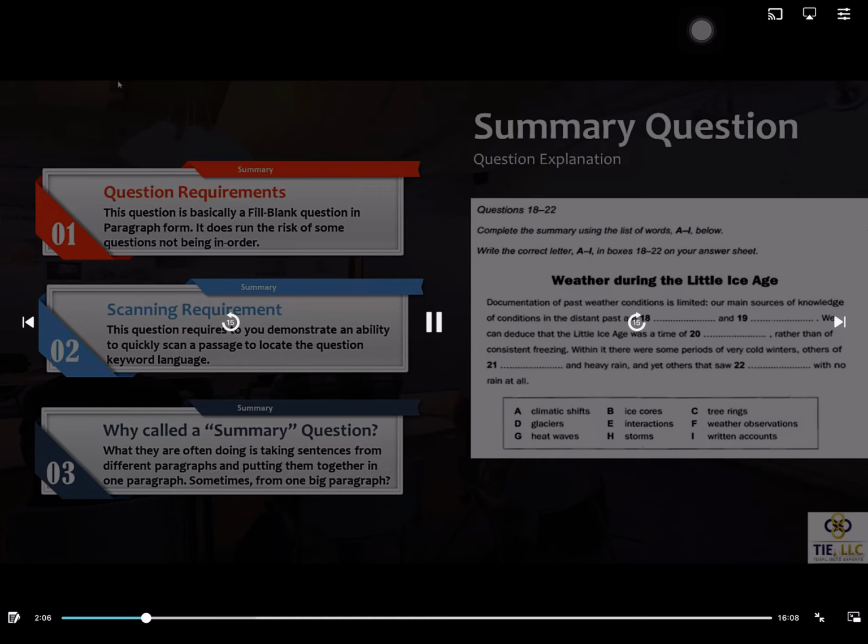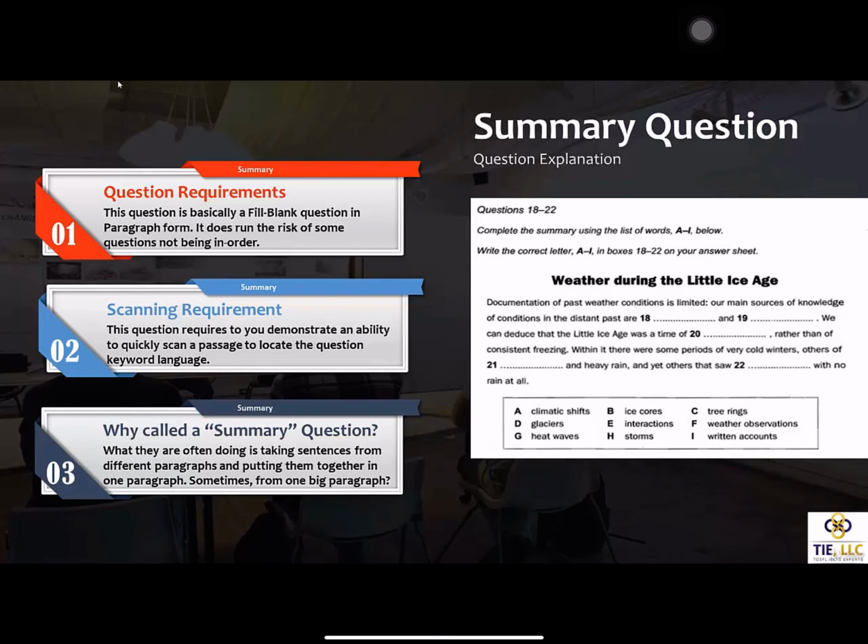Now, it's very important to understand why it's called a summary question. Really, what's a summary? When you think about it, what is a summary? What they're doing very often is taking sentences from different paragraphs and putting them into one paragraph. So you might have sentences from sections B, C, and D, and then they put that together into one paragraph, because that's what a summary is. A summary can be a summary of an entire reading passage, but normally they're not doing that. They're pulling sentences from maybe 2 or 3 paragraphs.